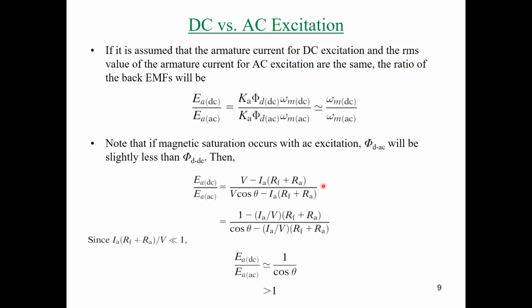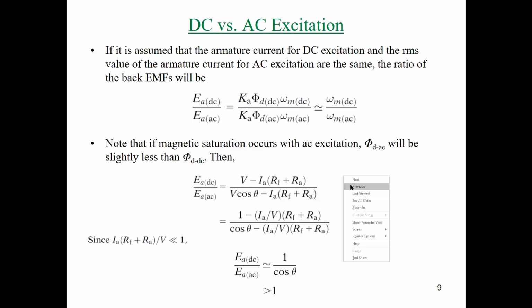Also, if we compare the EMF relation at different excitation currents, for DC excitation we have V minus IA multiplied by the total resistance. This represents the EA. However, for AC excitation, if we consider different currents and different excitation, we can say EAC equals V cosine theta minus IA multiplied by R total. This relation comes from the phasor diagram.